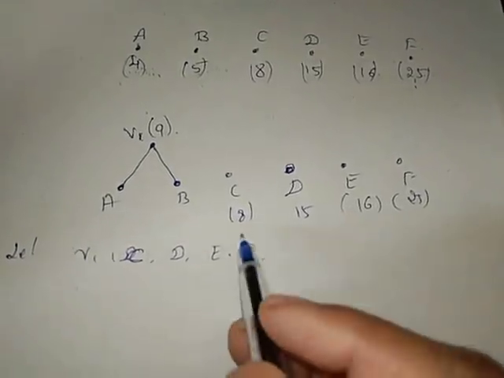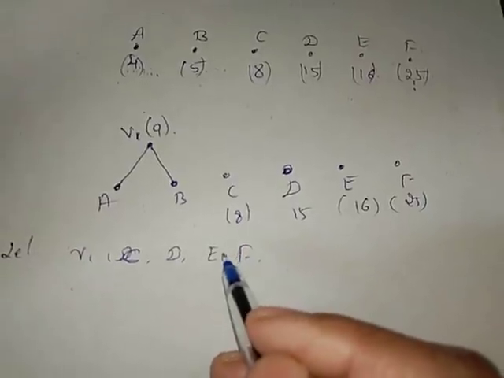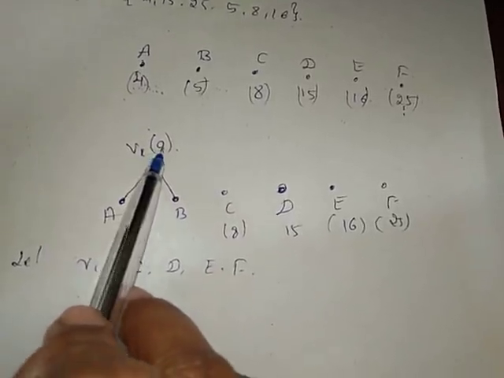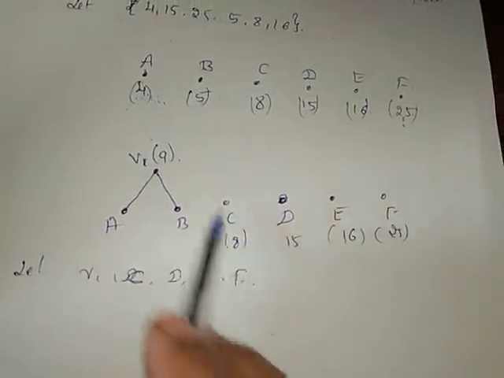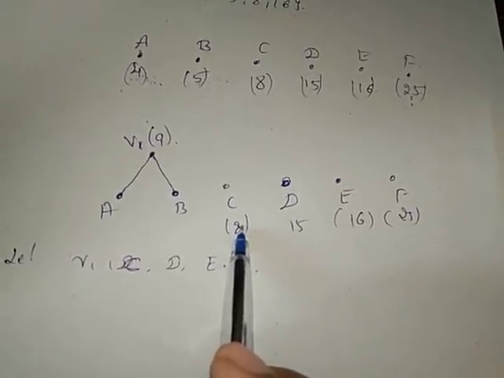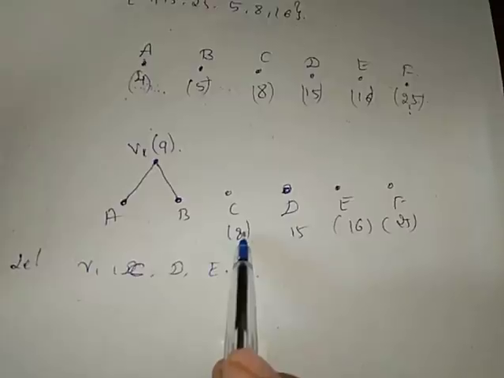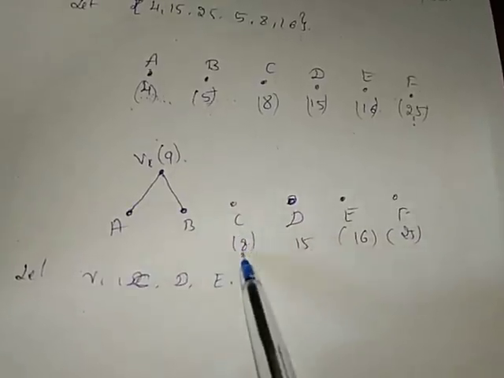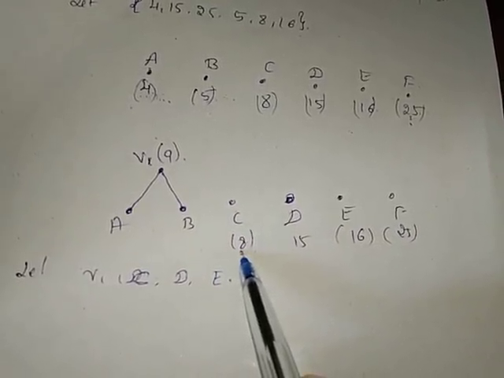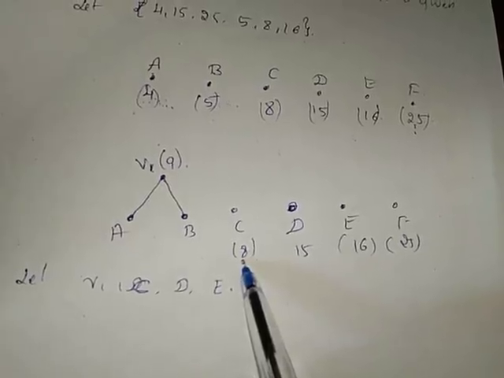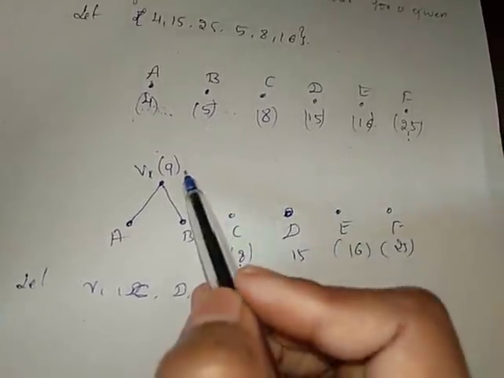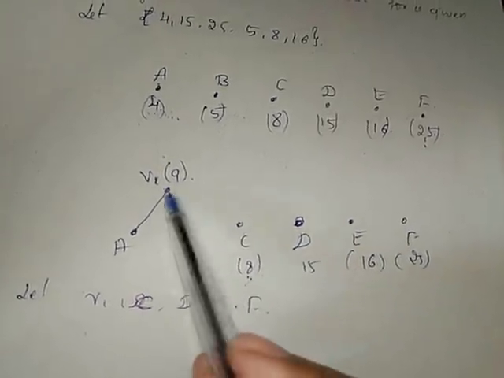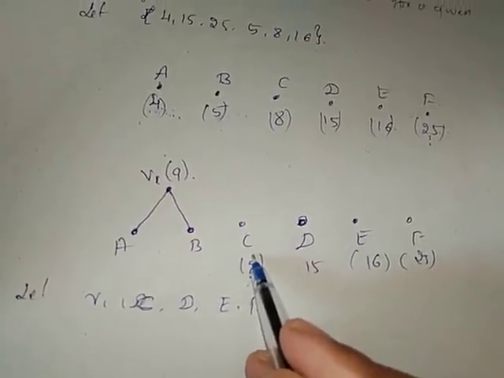Among these vertices, we now see which carry the smallest weights. V1 has the weight 9, C has the weight 8. These are the two smallest weights, V1 and C. Now we add V1 and C, that is 9 plus 8, which is 17. Now we assign a new vertex V2 as a root, with V1 and C as its children.